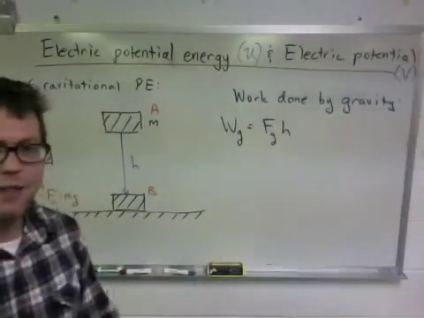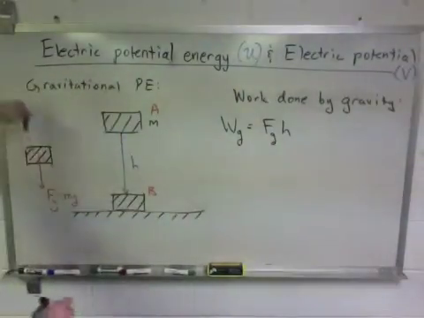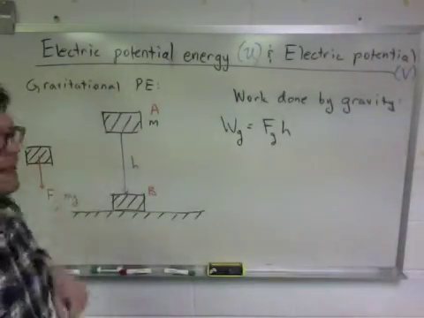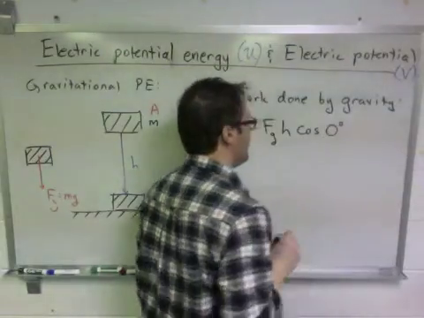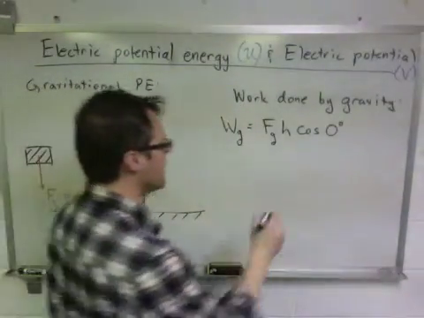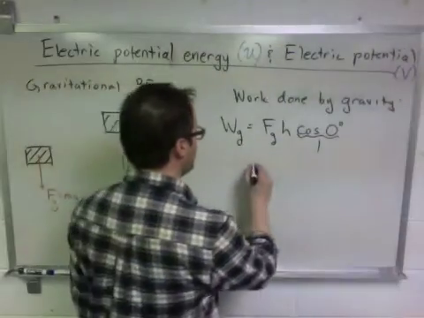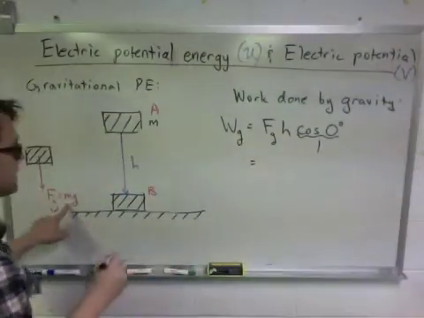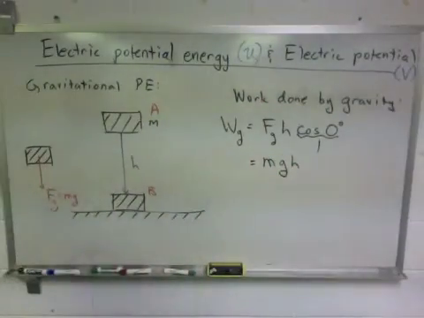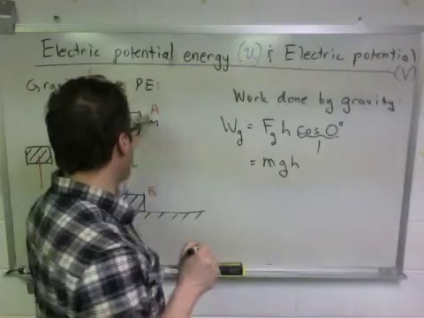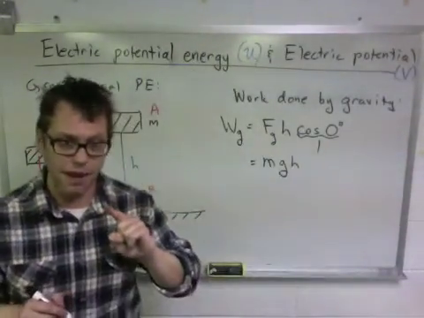And now we have to think about the angle between those two vectors, F sub g and h. Well, F sub g is down and h is down, so the angle between those two things is 0, right? So cosine of 0 degrees, as you guys know, is 1. And so it's just F sub g times h. F sub g, as we've already said, is mg, so that's just m times g times h. So the work done by gravity as it descends through this vertical displacement is mgh. Now that should ring a bell, right?